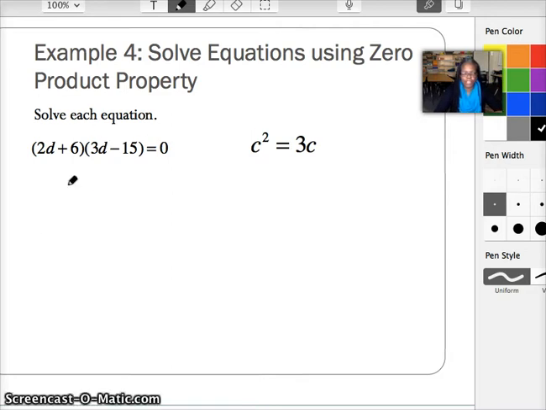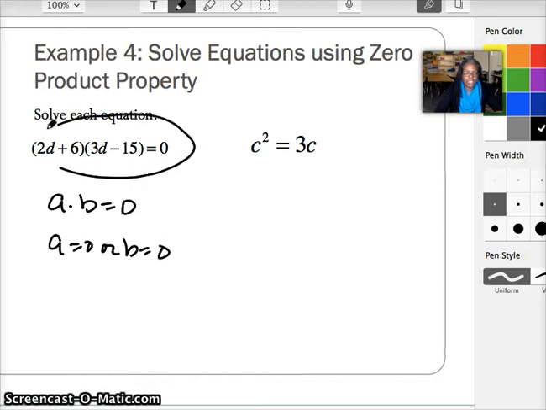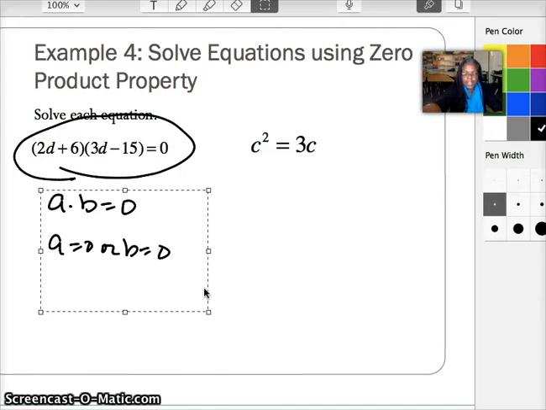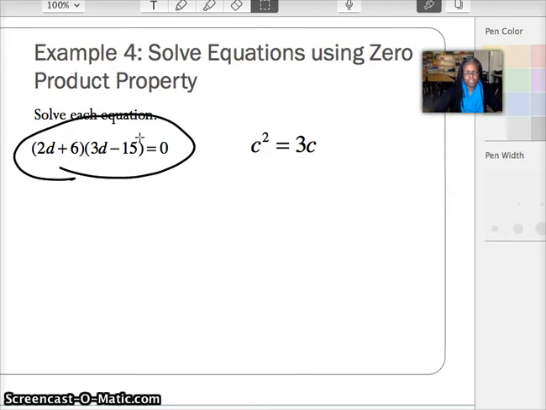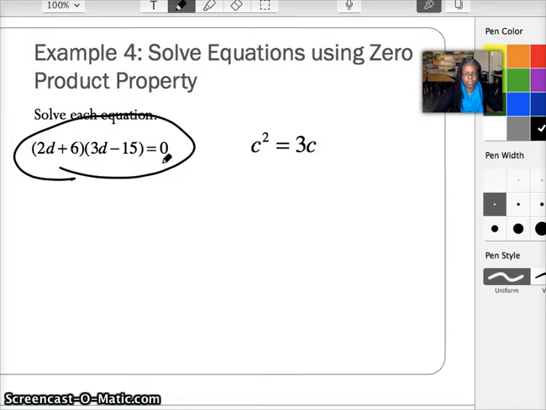So the key to solving these problems is that property we talked about. Do you remember A times B? When we said A times B is equal to 0, therefore A is equal to 0 or B is equal to 0? Well, this is really the same situation. As I look at this problem, I recognize I've got two factors that are being multiplied together that give me 0. So that tells me that 2d plus 6 equals 0, or 3d minus 15 is equal to 0.